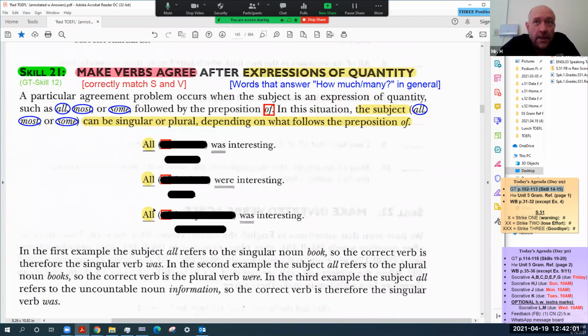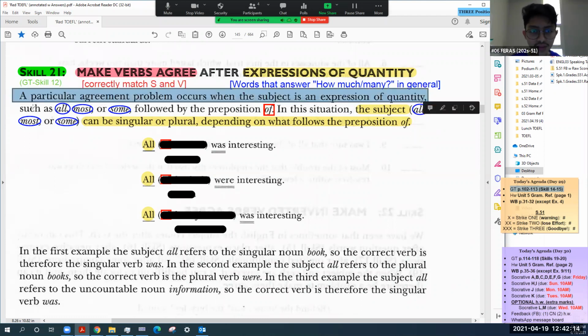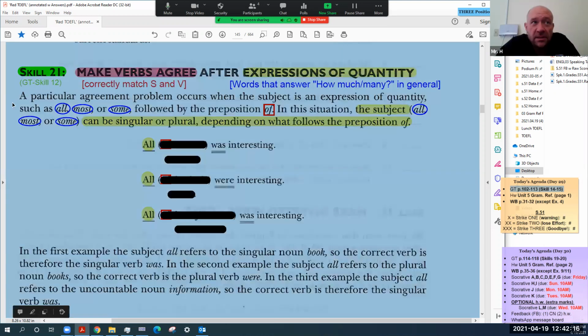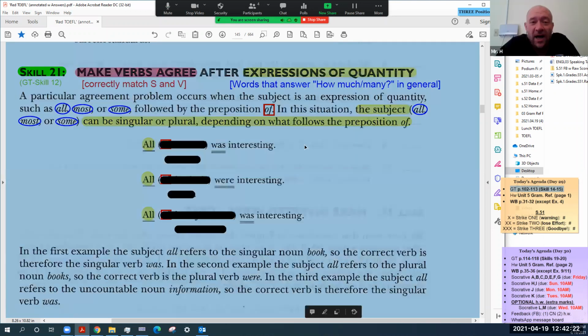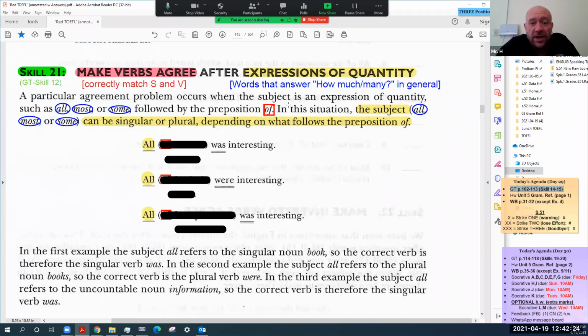Now, can you read, Faraz, over here? A particular agreement problem occurs when the subject is an expression of quantity, such as all, most, or some, followed by the preposition of. This is the key word here. Abdul Majid, are you listening? The key word we use in the formula is of.